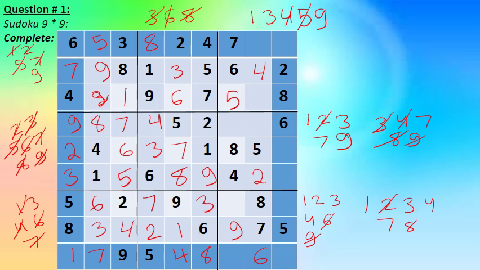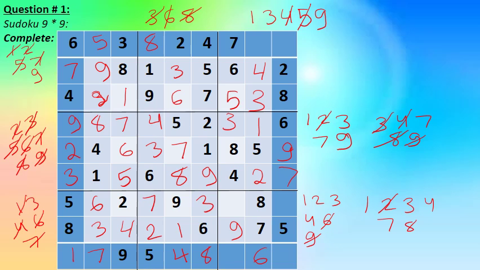Okay, let's now look here. Look here. At this row. What is this row missing? 3. So this row is missing 3. Now this row, what is it missing? 3 and 1. 1 and 3. So here we have 3, here we have 1. Now this row, what is missing? 9. It's missing 9. This is missing 7.